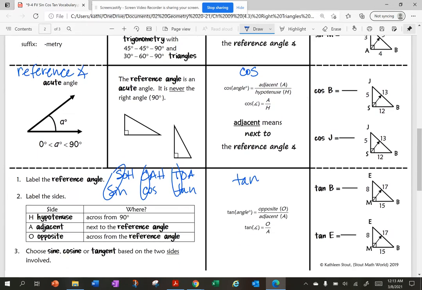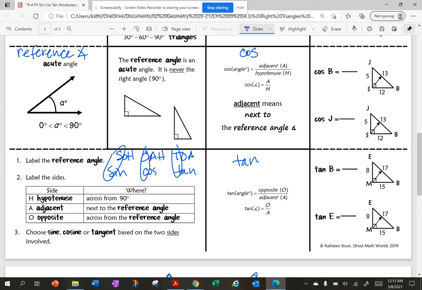Okay, so when we are talking about sine, cosine, and tangent, we're talking about a right triangle. So my reference angle I have to define first. It is going to be an acute angle, so it's not the right angle. It's going to be this acute angle or this acute one. It doesn't matter. It can be either one. It cannot be the 90-degree angle. So it is going to be one of the two acute angles.